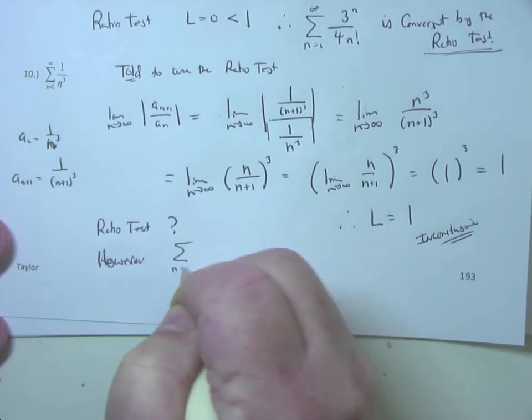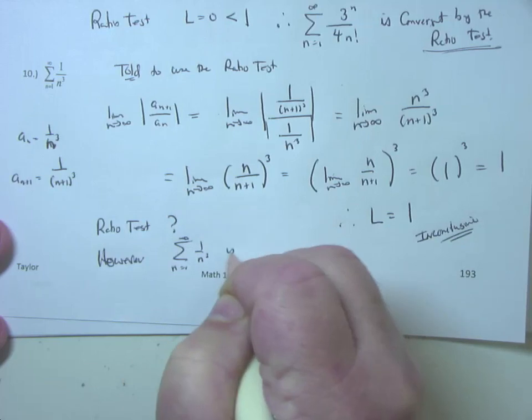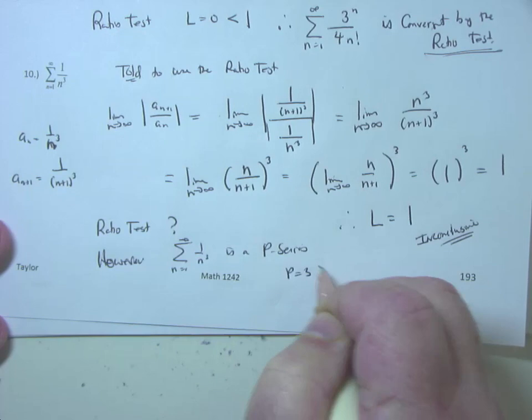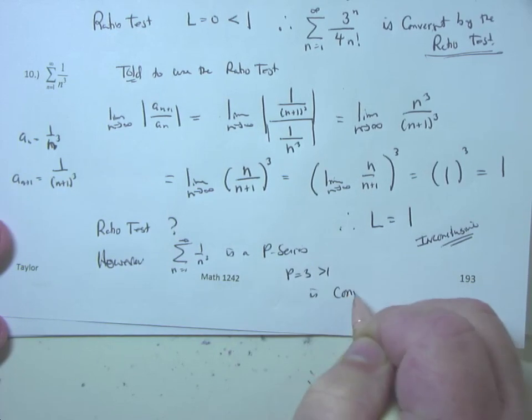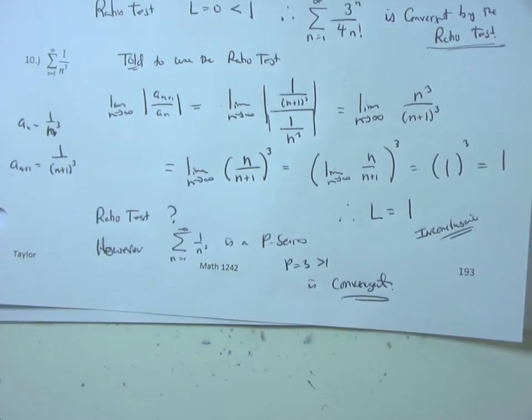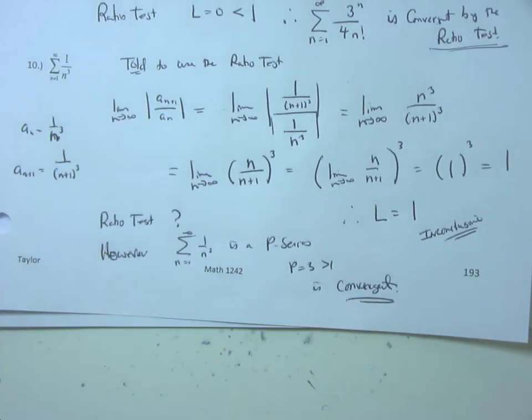The sum as n goes from 1 to infinity of 1 over n cubed is a P series. P equals 3, which is greater than 1, so it is convergent. Does that make sense? It's a convergent P series, but we wasted all that time and energy, and what do we end up getting? L equals 1, which the ratio test says is inconclusive. Try another test. Why don't you just look at it and tell me it's a P series and we win the game? Does that make sense? Don't do the ratio test unless you're told to.